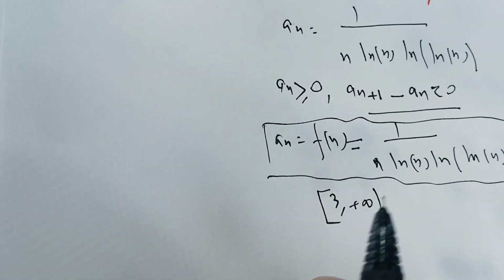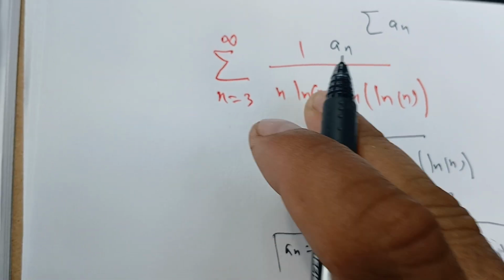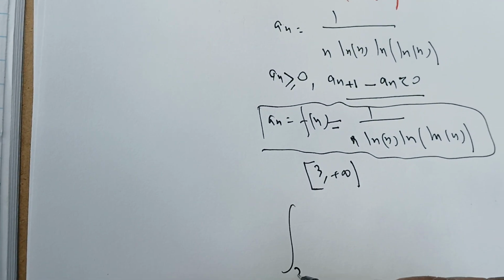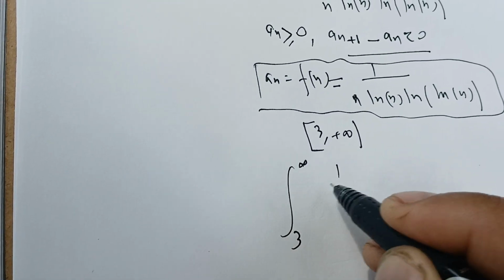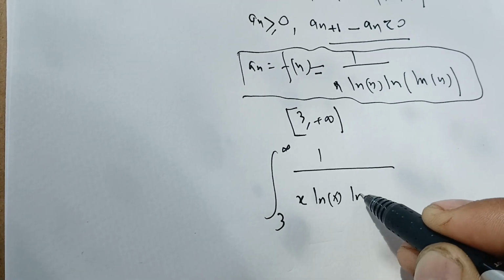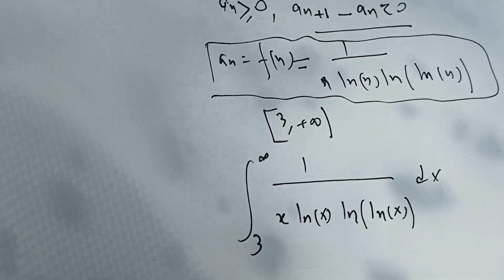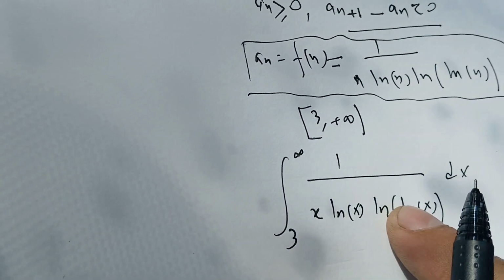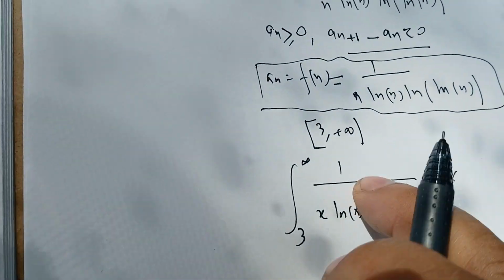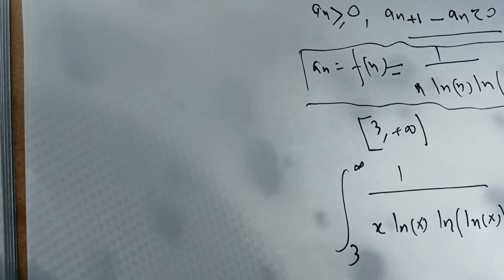Therefore, according to the integral test, this series is convergent if and only if the integral from 3 to infinity of 1 over x ln of x ln ln of x dx is convergent. If it is convergent, then the series is convergent. If it is divergent, the series is divergent. Okay, the problem is, how can we find a primitive of this one?